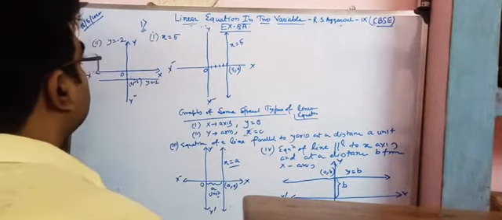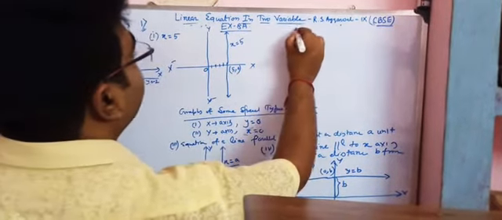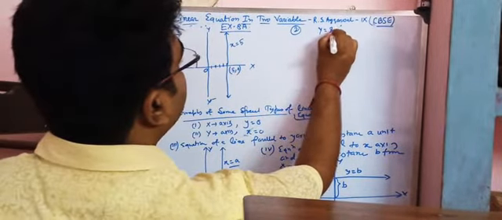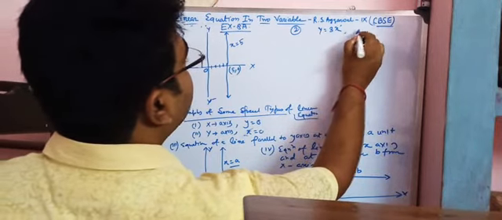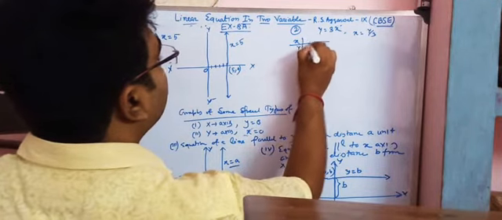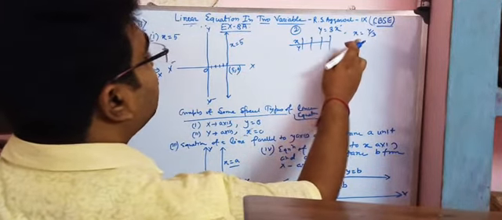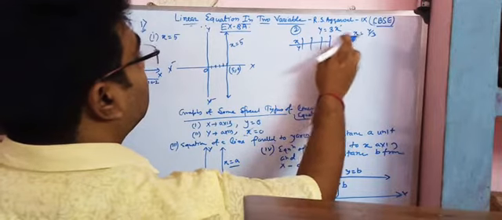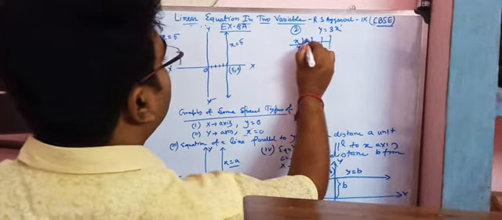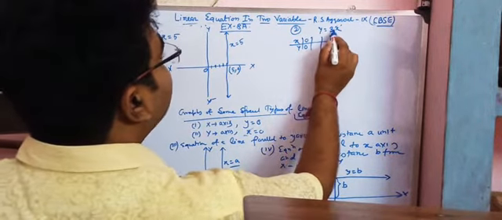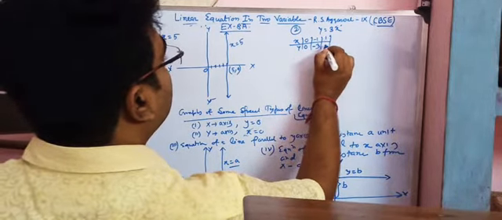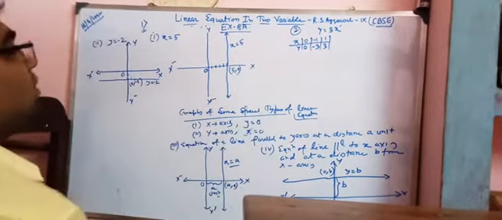Question number 2 of exercise 8A. So we have to draw a graph of y is equal to 3x. So if we take x is equal to 0, my y is equal to 0. If we take x is equal to minus 1, my y is equal to minus 3, and x is equal to plus 1, my y is equal to plus 3. Only 3 values we have to take.